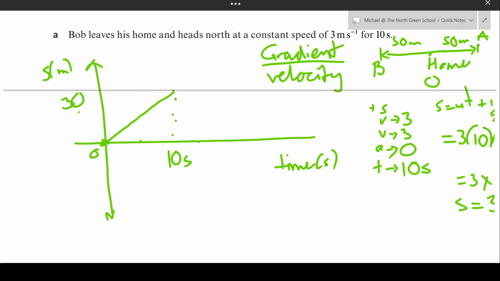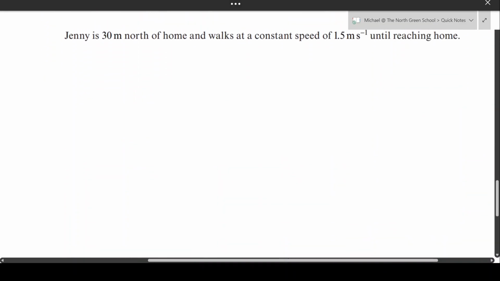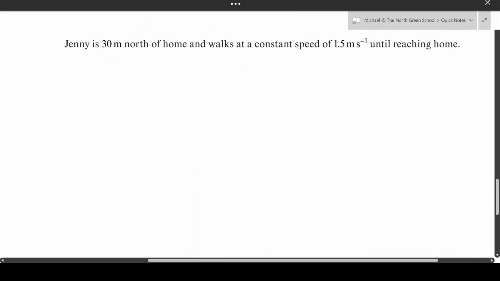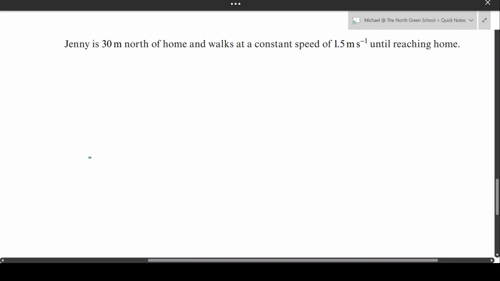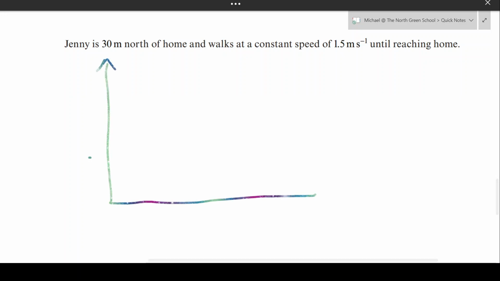Then we can try out another question right now. Okay, so now we can try out another question and see what that looks like. Jenny is 30 meters north of home and walks at a constant speed of 1.5 meters per second until she reaches home. Let's use a colored pen. Oh yeah, we need to extend this once, something like that. Now I've drawn the positive part a lot bigger.